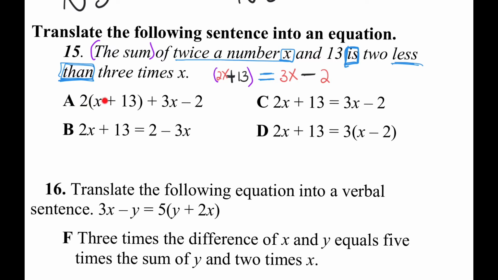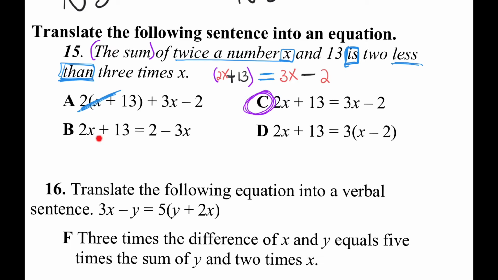So I know A is wrong because there's the 2 outside of the parentheses, so I'm going to cross that one out. Let's go ahead and look at the actual equation, 2x plus 13. We don't have parentheses, but that's okay because there's nothing outside. If the option doesn't have parentheses, it's totally fine, but we do have the 2x plus 13 equals, and then we have the 3x minus 2. Hey, guess what? I'm looking at option C, and this option looks the same as my equation.